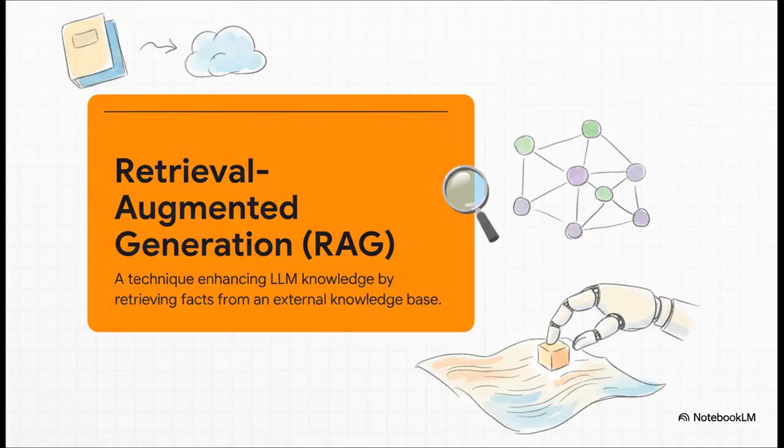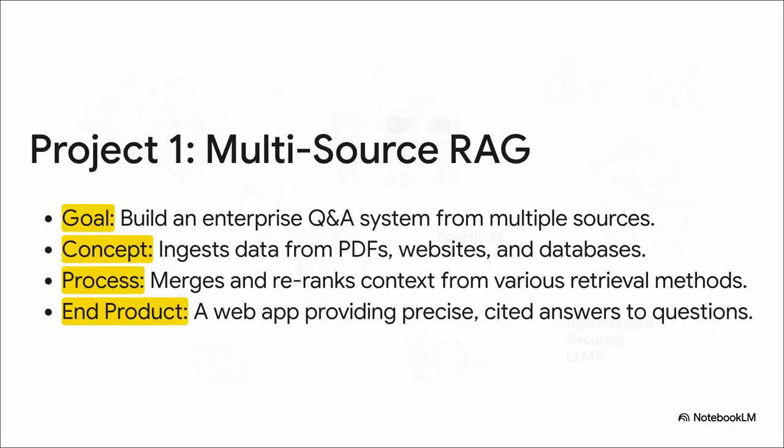So what exactly is RAG? Well, you can think of it as giving the LLM an open book test. Instead of just relying on its memory, the model first looks up the facts from a trusted source, your company's internal wiki, a database, whatever. And then it uses that fresh context to generate a way more accurate and relevant answer. It's a game changer. Okay, project number 1, an advanced multi-source RAG system.